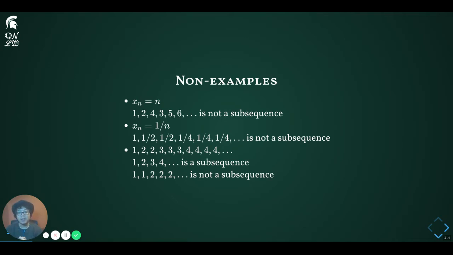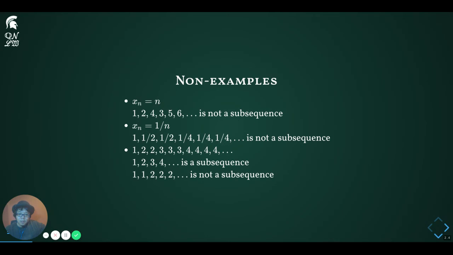In the second case, let x sub n equal 1 over n. The list 1, 1 half, 1 half, 1 quarter, 1 quarter, 1 quarter, and so on is not a subsequence because it repeated 1 half twice and 1 quarter 3 times. Both of those terms appear only once each in the original sequence. To form such a list, the n sub k must be in order 1, 2, 2, 4, 4, 4, which is not strictly increasing, and thus the list does not correspond to a subsequence.